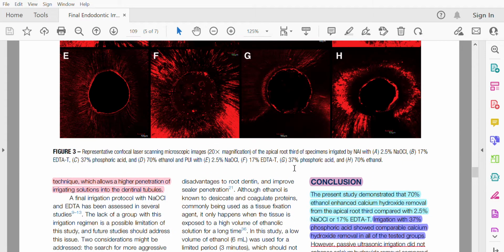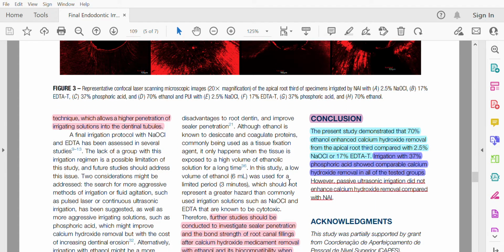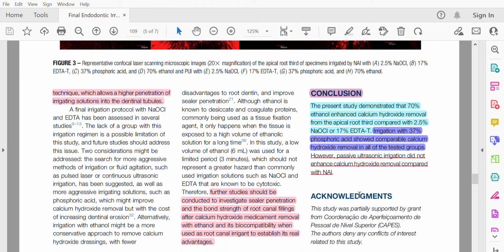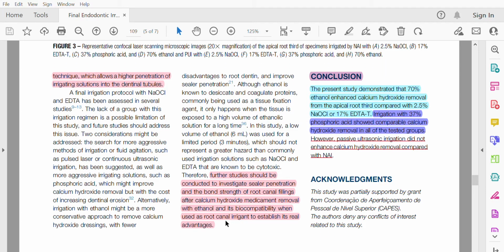In summary, the present study demonstrates that 70% ethanol enhanced calcium hydroxide removal from the apical root canal third compared with sodium hypochlorite and EDTA, and irrigation with 37% phosphoric acid showed comparable calcium hydroxide removal in all tested groups.